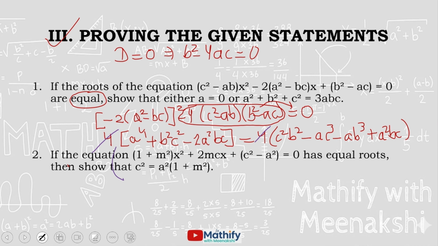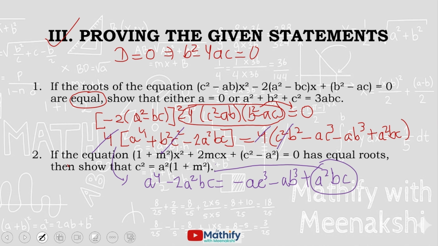Now what we are left with, I will continue here. Even you can cut b square c square and c square b square, they are also same. So we are left with a4 minus 2a square bc is equal to minus ac cube minus ab cube plus a square bc. Yes. Now just move all the terms to one side. So when you move a square bc to this side, it becomes minus 3a square bc. Now if you move these two, they become positive ac cube, positive ab cube, equal to 0.